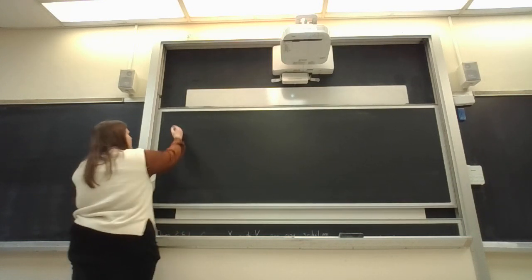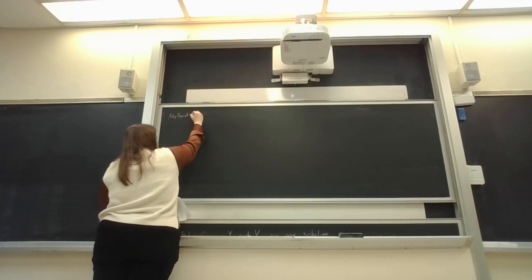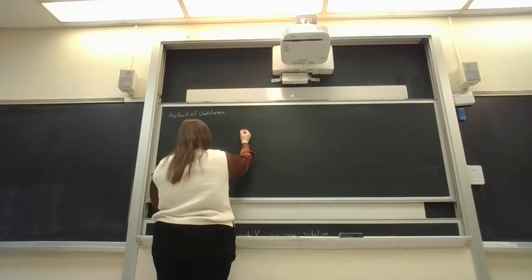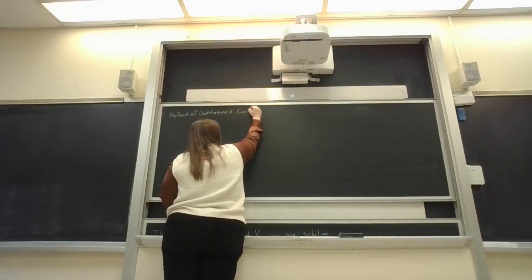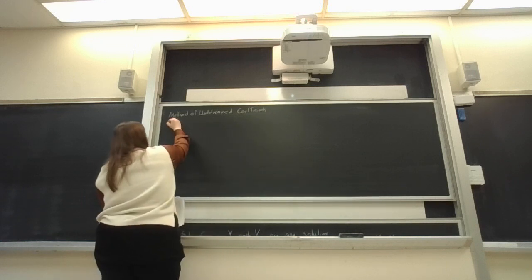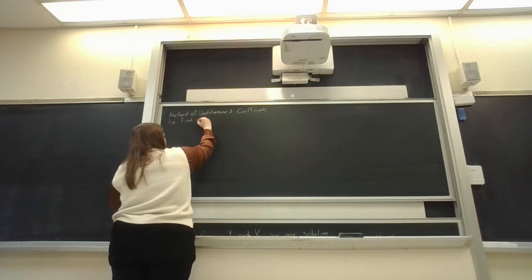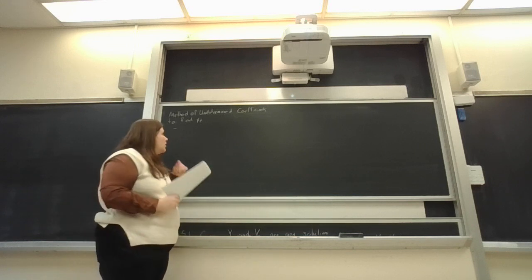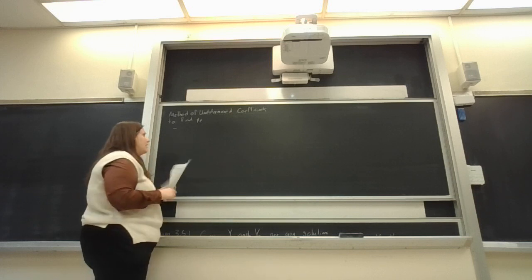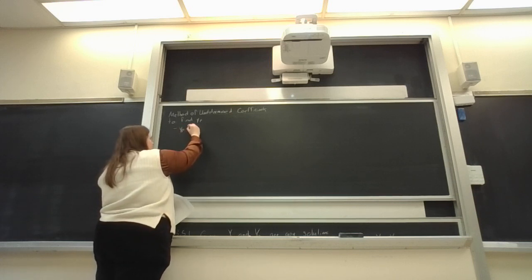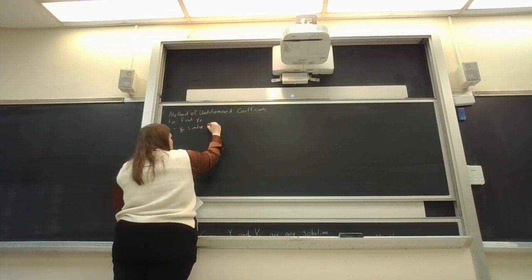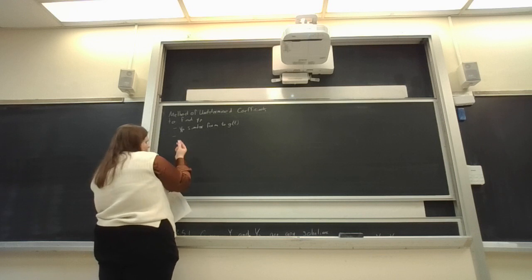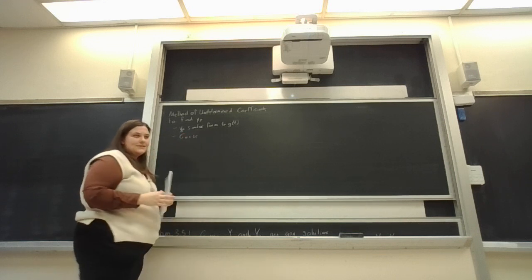So we are going to use the method of undetermined coefficients to find YP. In this method, we're going to utilize two facts. That YP will have a similar form to G of T. We're going to use that fact, and then we're honestly just going to make a guess and see if we can make it work.